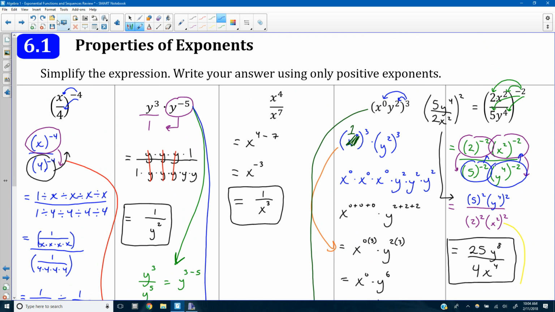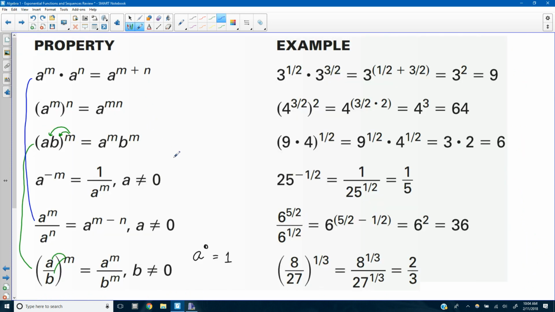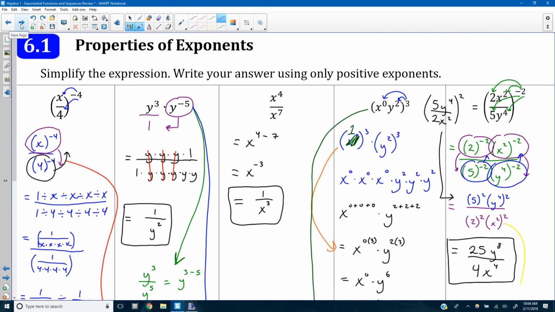It looks like we covered pretty much all the properties there. We haven't talked about fraction exponents yet, but we're about to run into those. I think that I really covered all of these here. I think they all applied. Okay, let's go ahead and move on.